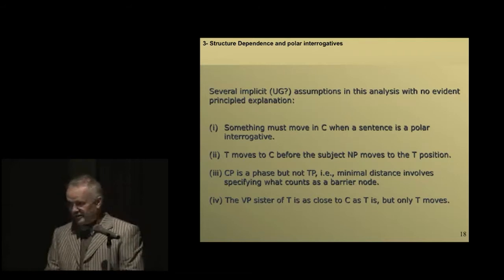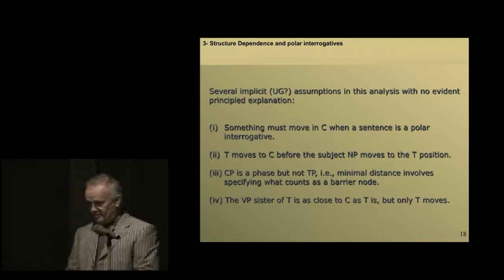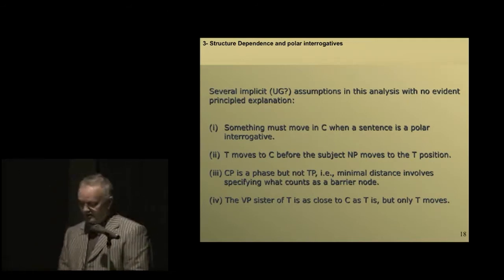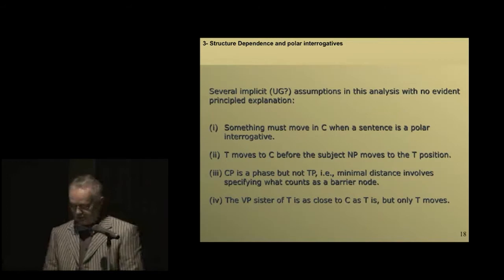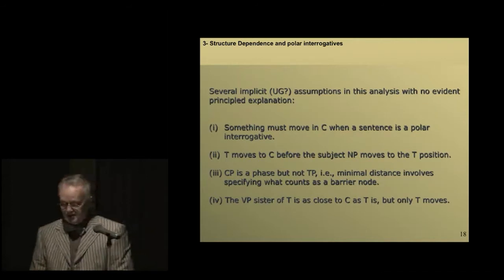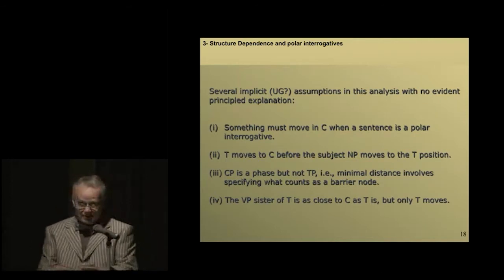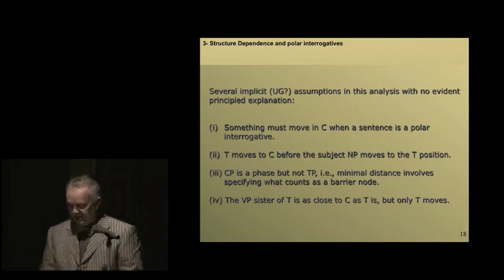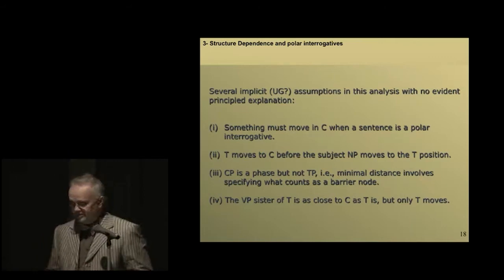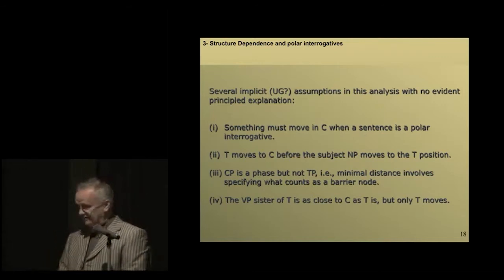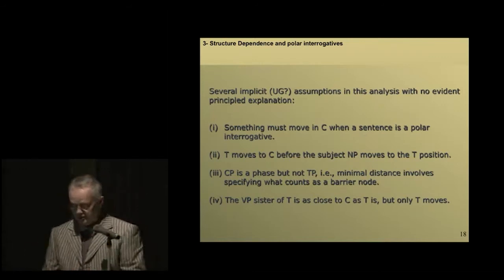This is an ordering of transformations. For some of us who remember those days past, it's going back to a long, long time ago, to order transformations in a derivation. Another thing you have to assume is that CP is a phase, but not TP. More generally, if we forget the details here, whenever you talk about minimal distance in a structure, you're going to have to specify what counts as a barrier node. Can you derive that, or do you have to put it in UG?